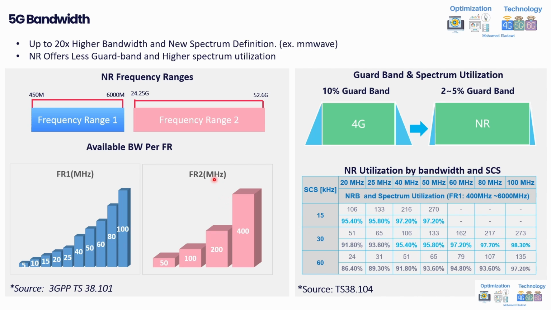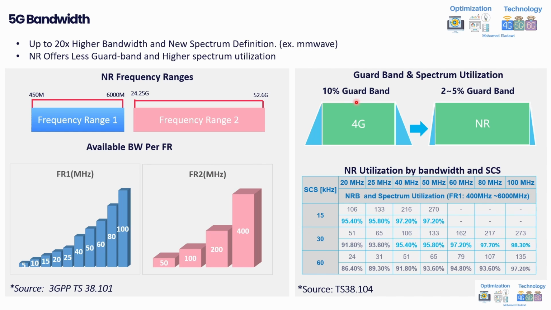The second one is FR2. It can support starting from 50 megahertz up to 400 megahertz. This is the main point: 5G now supports up to 20 times the bandwidth compared to 4G, and it also has new spectrum definitions which were never used before in 4G, for example, millimeter wave or FR2.